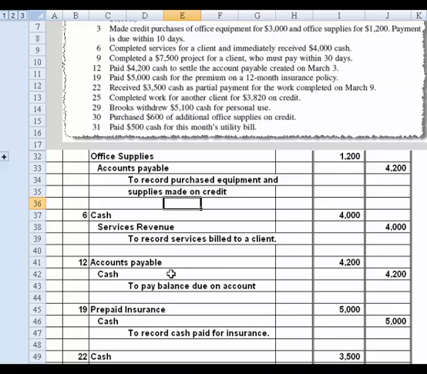Completed on March 9th. Did I enter the wrong date? Looks like I missed a transaction. I went from the 6th to the 12th. We need to put that 7500 project in there.